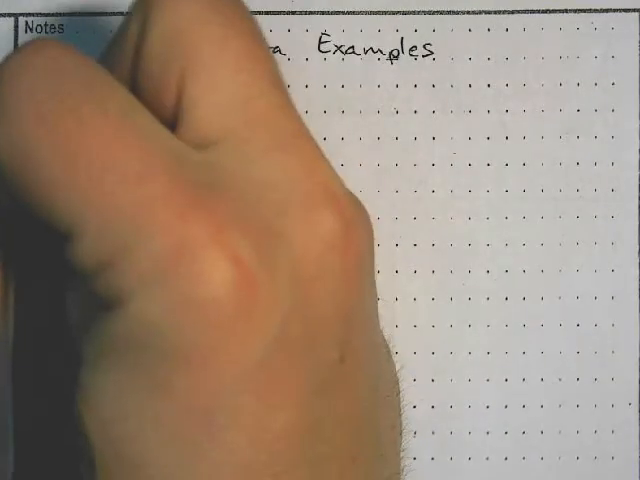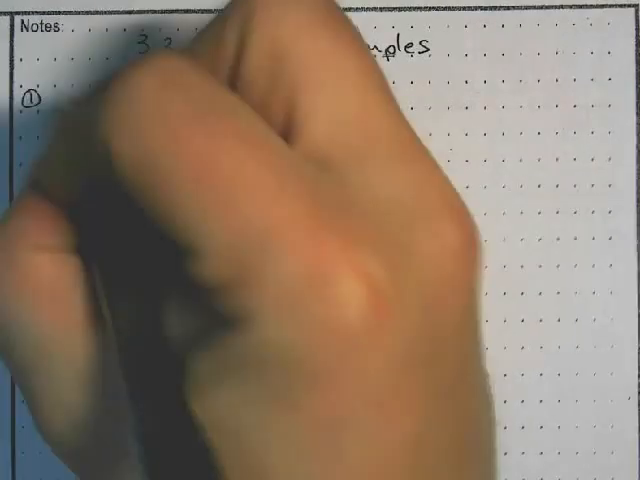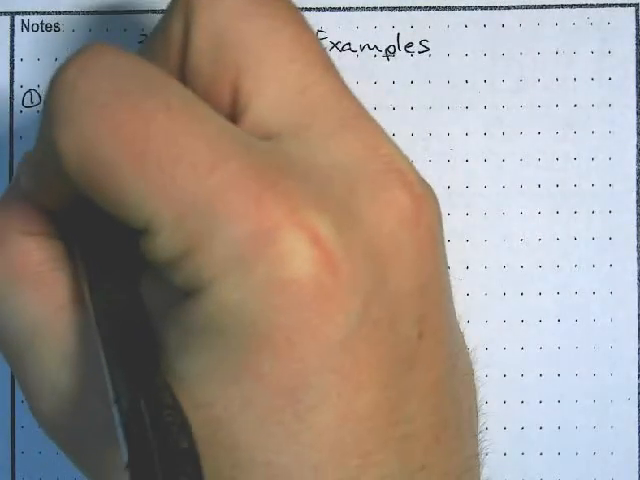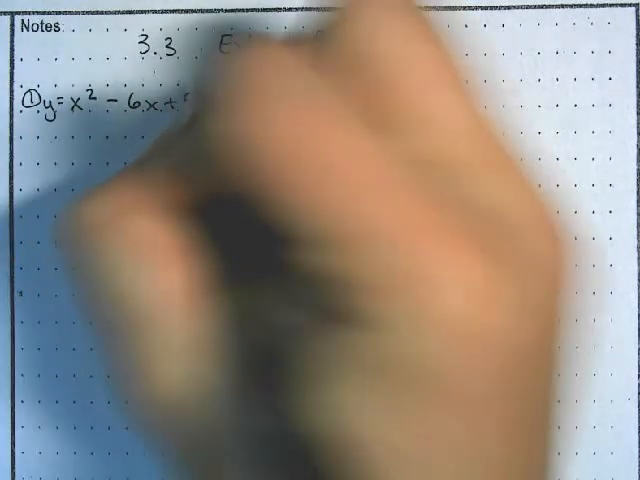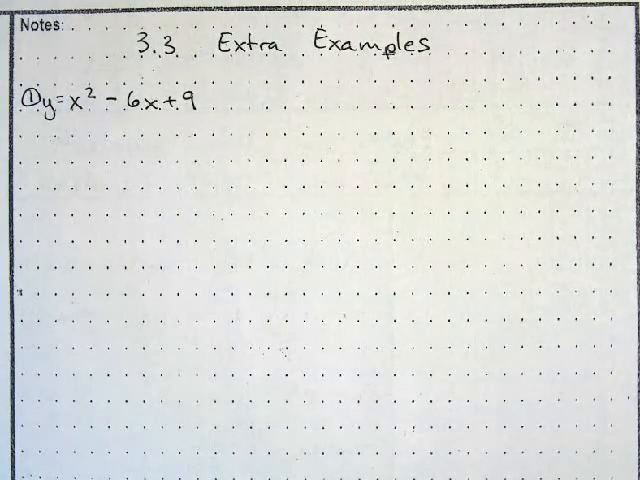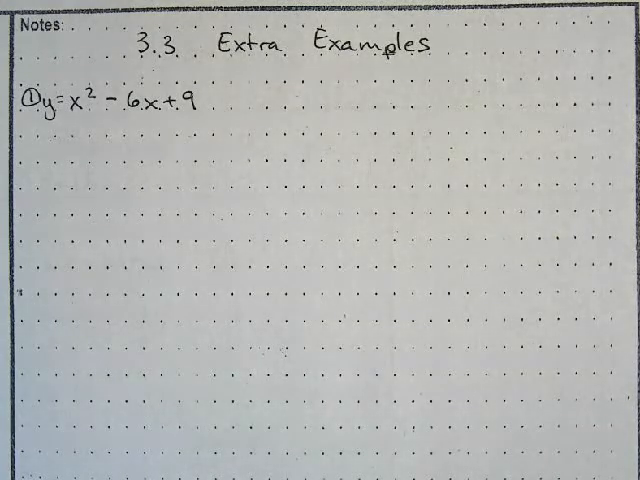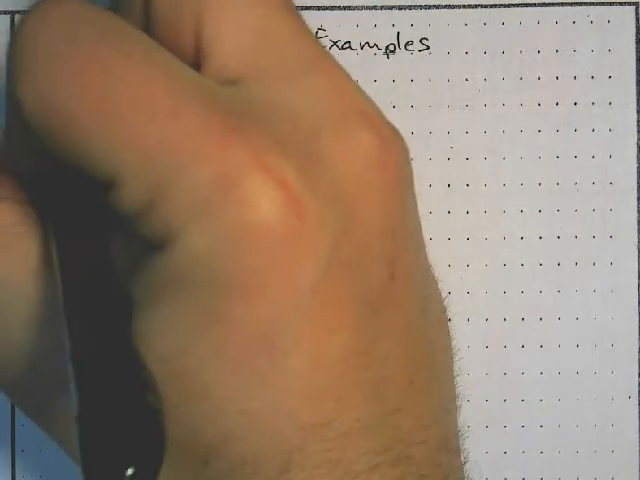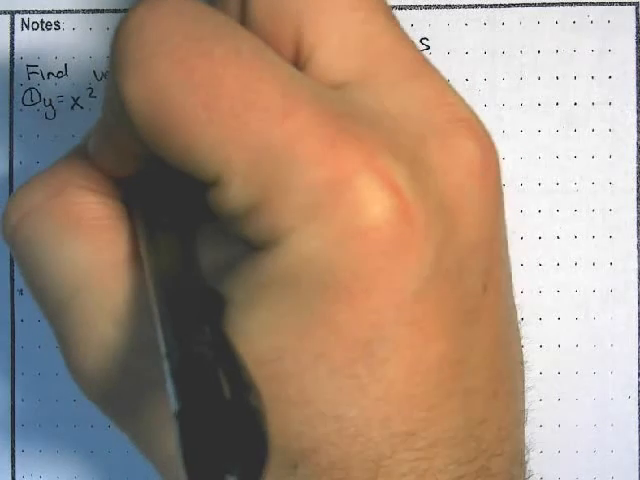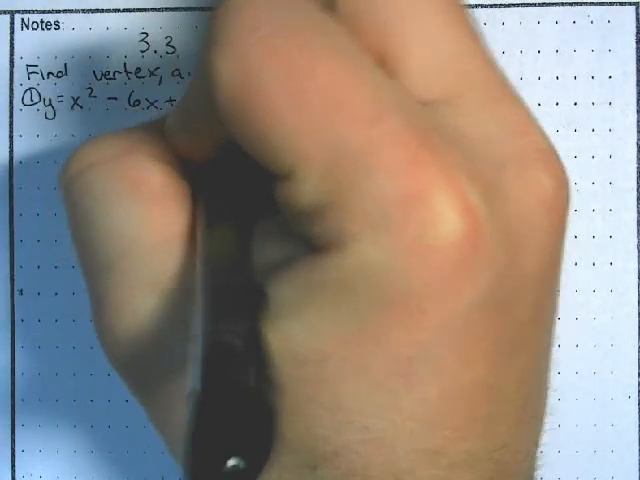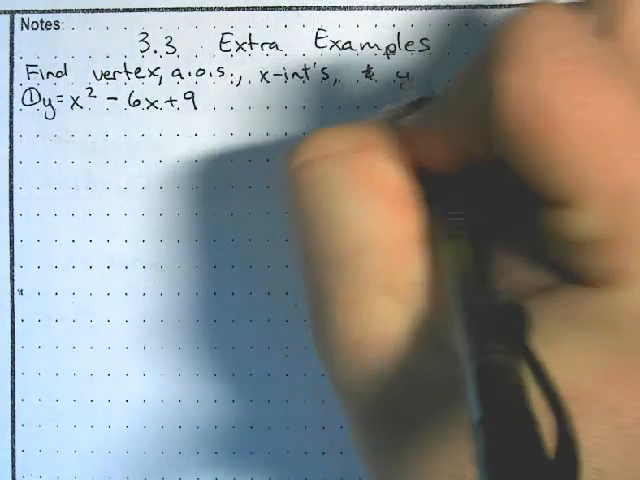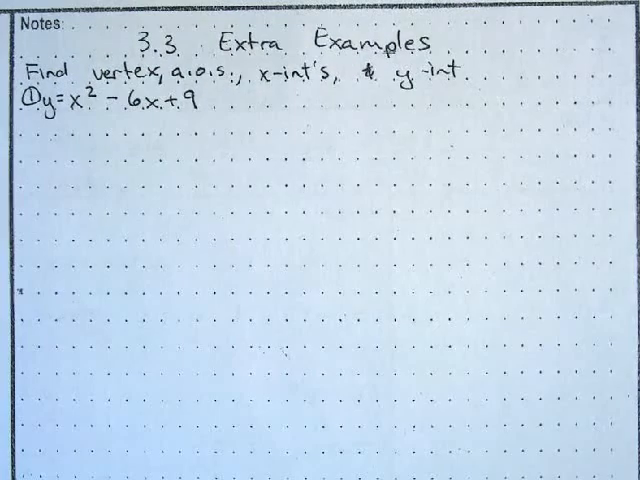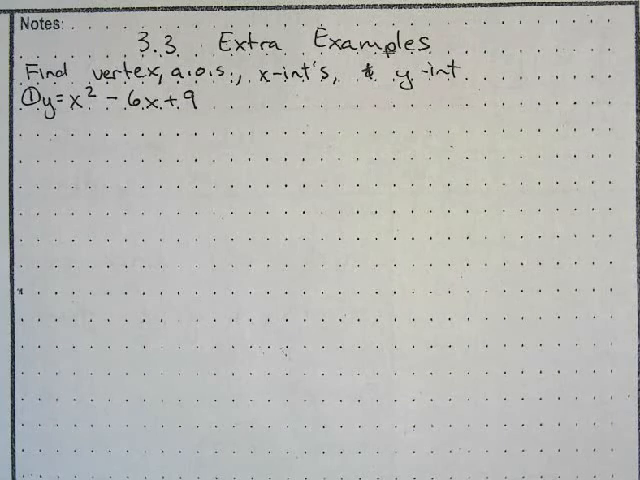So the first one I want to look at is y equals x squared minus 6x plus 9. So we want to find all those things. We're going to find the vertex, axis of symmetry, x-intercepts, and y-intercepts. Okay, so we'll find the vertex first.